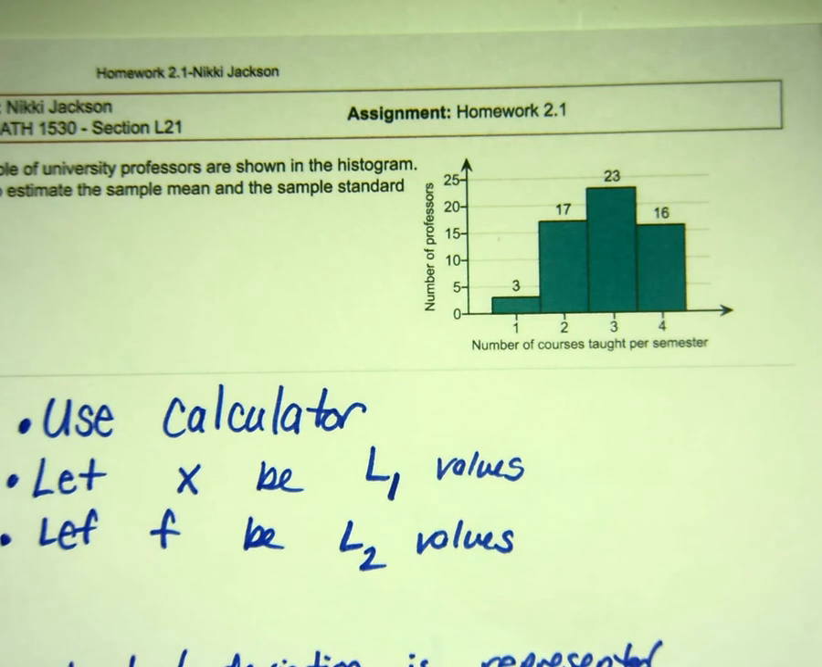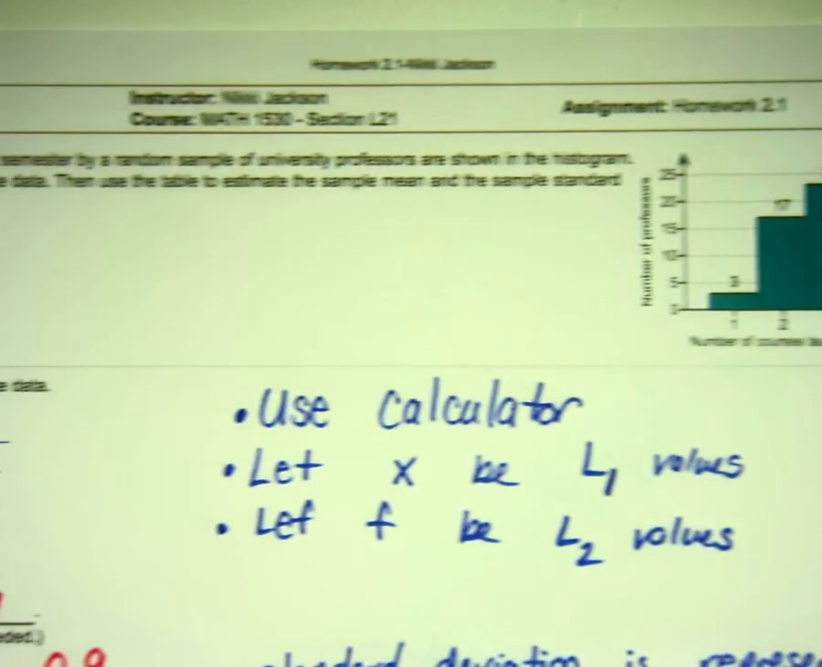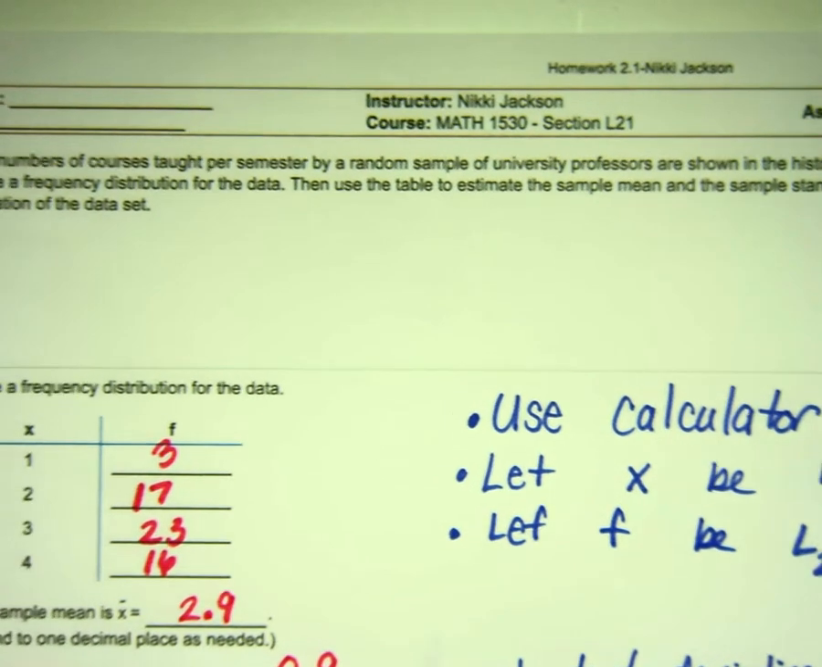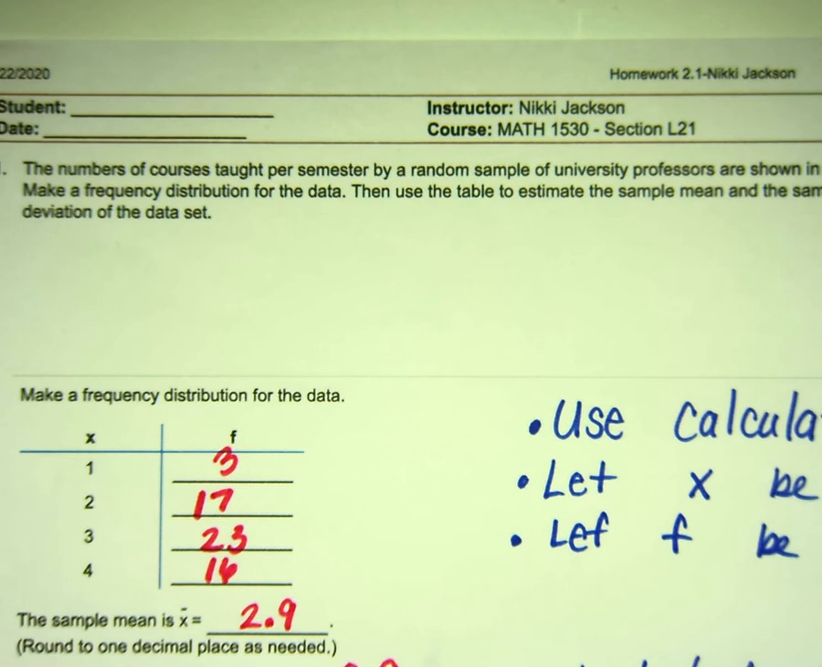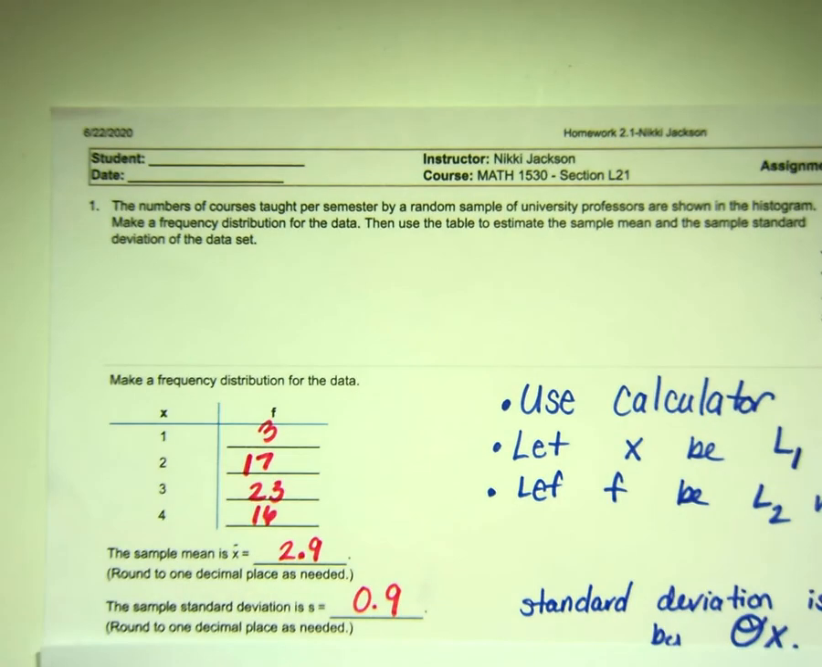So these numbers right here, you have 3, 17, 23, and 16. I'm going to slide that over. Notice how I fill in the blank for this particular table. Also on the side in the blue, hopefully you can see those colors.